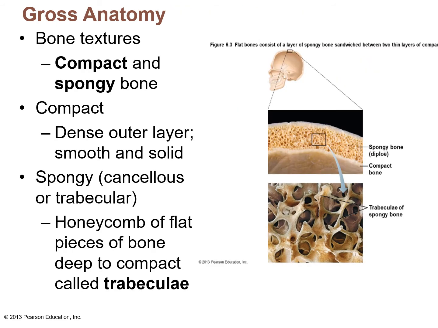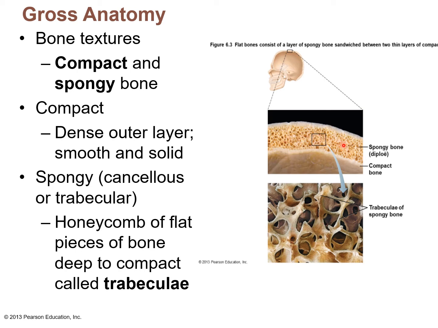When we take a look at the bone structure, we have two textures of bones, compact and spongy. Compact is the outer layer, and it's usually smooth and pretty hard and solid. The spongy bone, you can either call it trabecular bone or cancellous bone. It kind of looks like a honeycomb, and that honeycomb look, we call it trabecular. And right here, you can kind of see that honeycomb look. That would be the spongy bone or the trabecular bone.